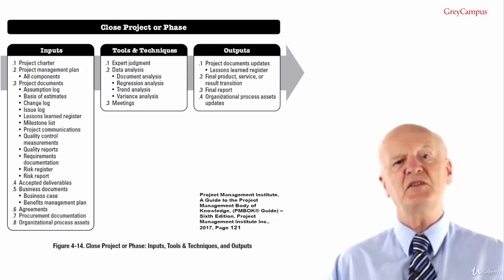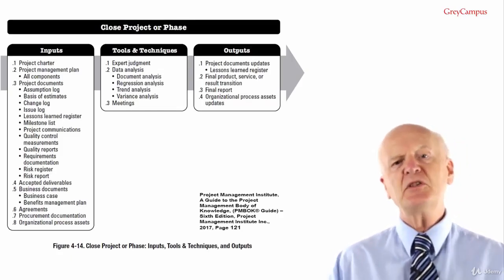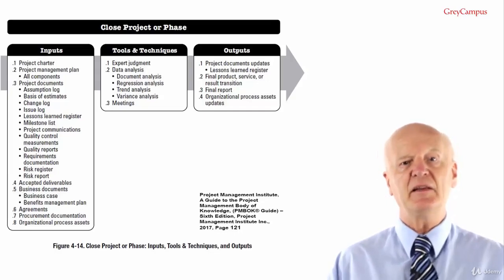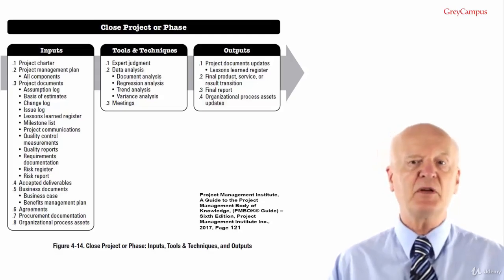Closed project or phase inputs. Number one is the project charter. The project charter documents the project success criteria, the approval requirements, and who will sign off the project. My tip is specify the office rather than the person.